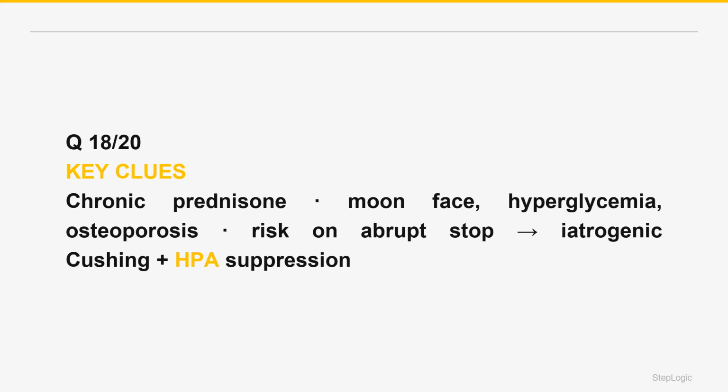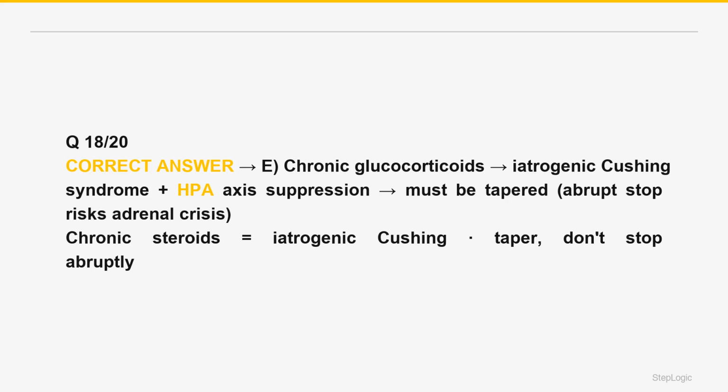Chronic high-dose glucocorticoids produce iatrogenic Cushing syndrome, the same picture as endogenous cortisol excess: central obesity with a moon face and dorsocervical fat pad, thin skin with easy bruising and striae, hyperglycemia, steroid-induced diabetes, hypertension and fluid retention, osteoporosis and avascular necrosis, proximal muscle weakness from steroid myopathy, cataracts, and increased infection risk. It is the most common cause of Cushing syndrome overall. The correct answer is E.